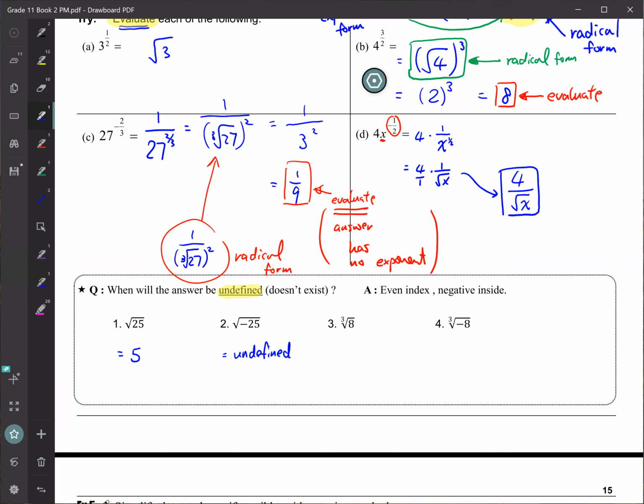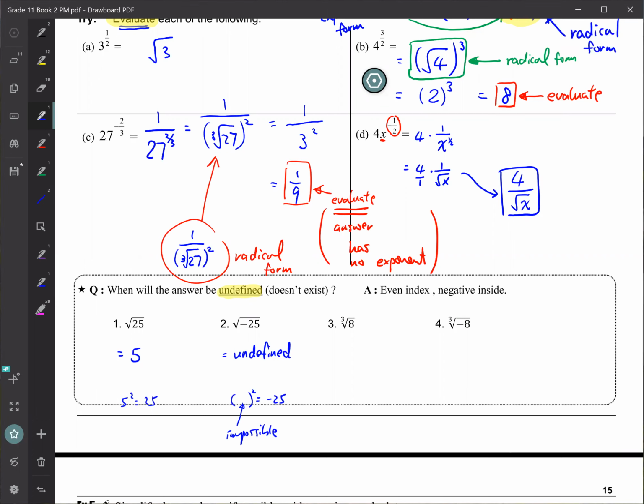So when we try to find a square root, we want to get a number times itself, and that equals the inside, right? So for square root of 25, we know 5 squared gives you 25. So that's why 5 works. For number 2, if I want to find a number squared that gives you negative 25, that's impossible, right? Impossible. So that's why it's called undefined, okay?